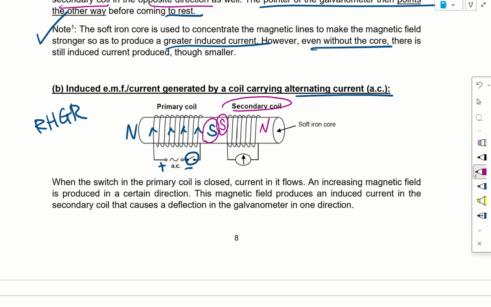Okay, so this is for when the left is positive and the right is negative, alternating current. But half a cycle later, there will be a switch in the polarity. So now the current will flow this way, will change direction, and therefore the direction of the magnetic field or the poles will then be switched, south and north. And if it now becomes like this, then over here it will become a north so as to oppose it, and it will become a south. So the galvanometer will keep changing direction.